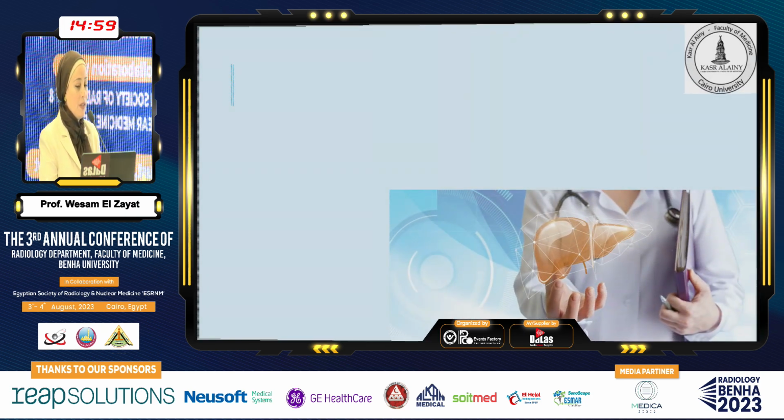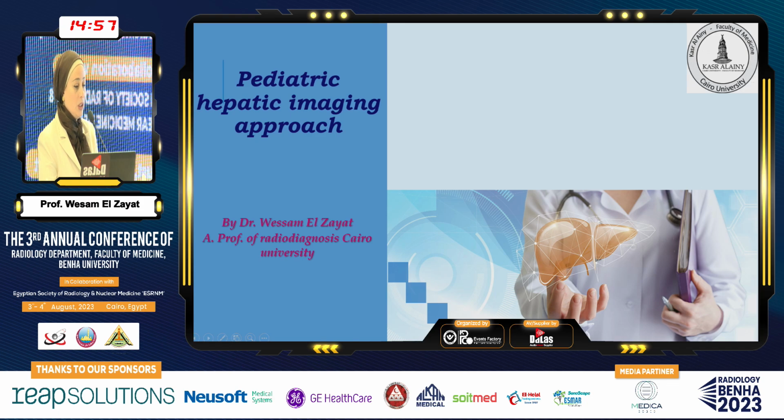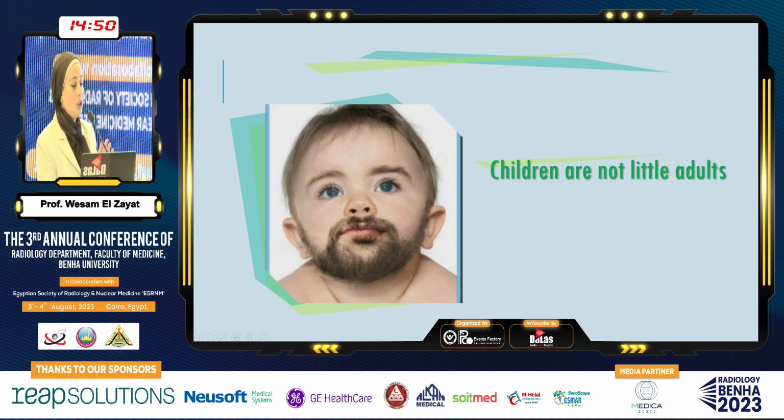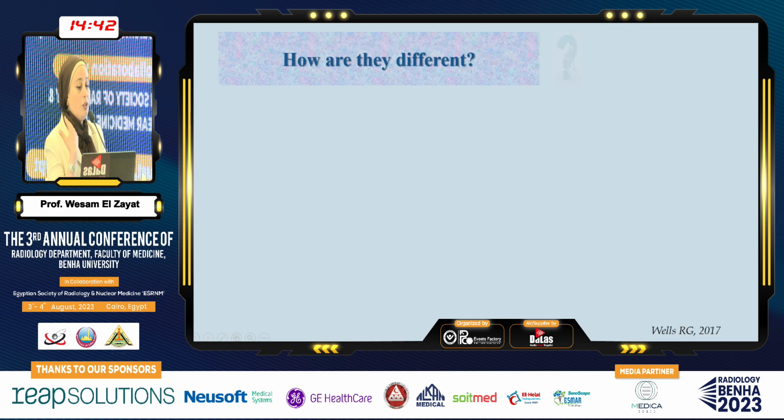Today I'm discussing the pediatric hepatic imaging approach. One of the common mistakes in pediatric radiology in general, not only in hepatic imaging, is to consider children as little adults. They cannot be considered a miniature of an adult pathology or an adult physiology. Children are different than adults in so many ways.